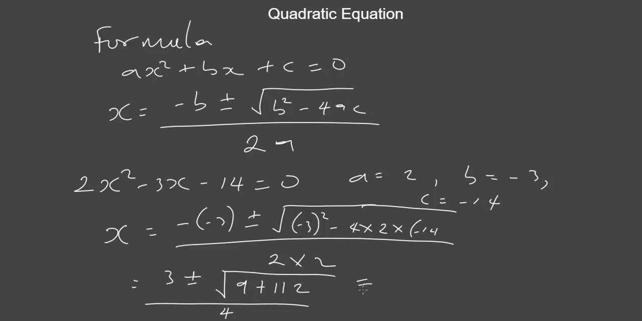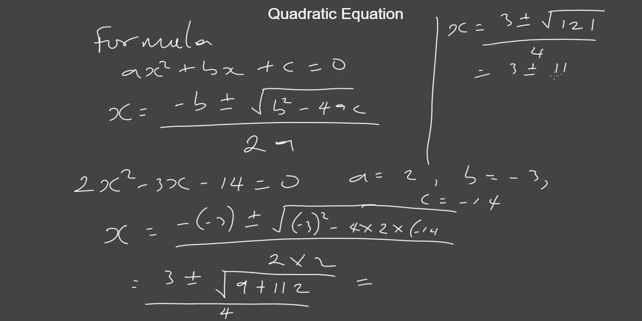So what that means now is you simplify. So let's continue here. x then becomes 3 plus minus the square root of 121 divided by 4. Then you have 3 plus minus 11 divided by 4. And if you simplify this, you will get 3 plus 11, that will give you 14 over 4, or 3 minus 11, which will give you minus 8 over 4. Therefore, you have 7 over 2, or minus 2.